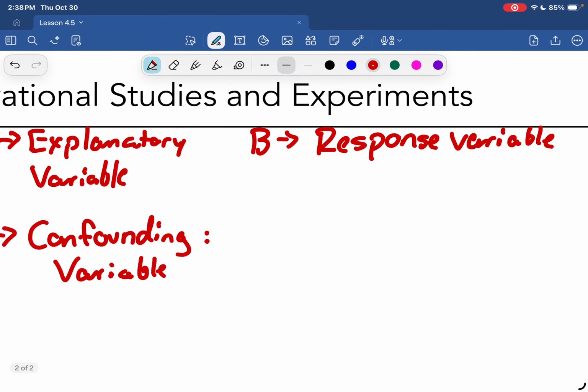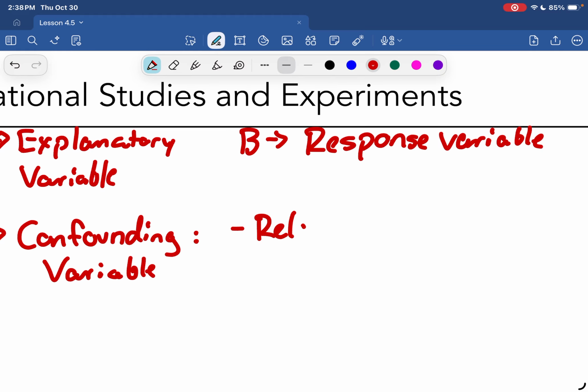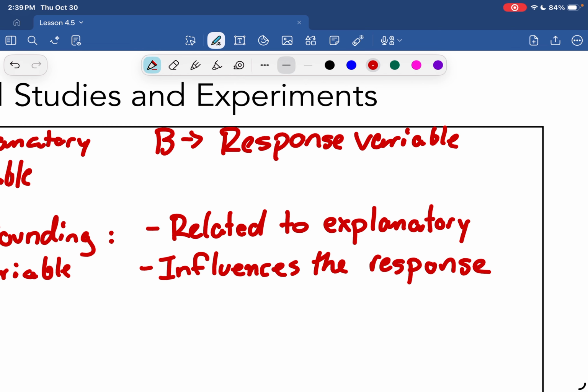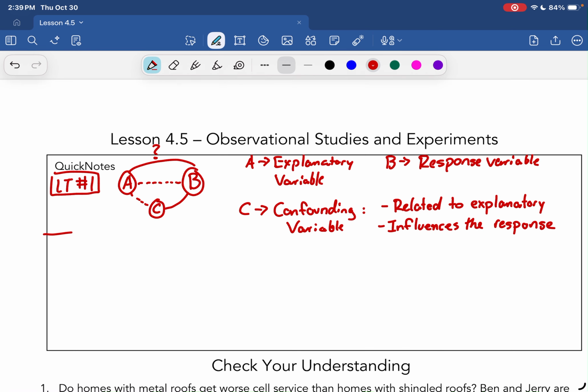Now, the confounding variable is related to the explanatory variable. There's a relationship there. But it's also influencing the response. Our response is influenced by this. So this whole idea is talking about confounding variables and how they can become influential and make it difficult to conclude that there's a causal relationship.